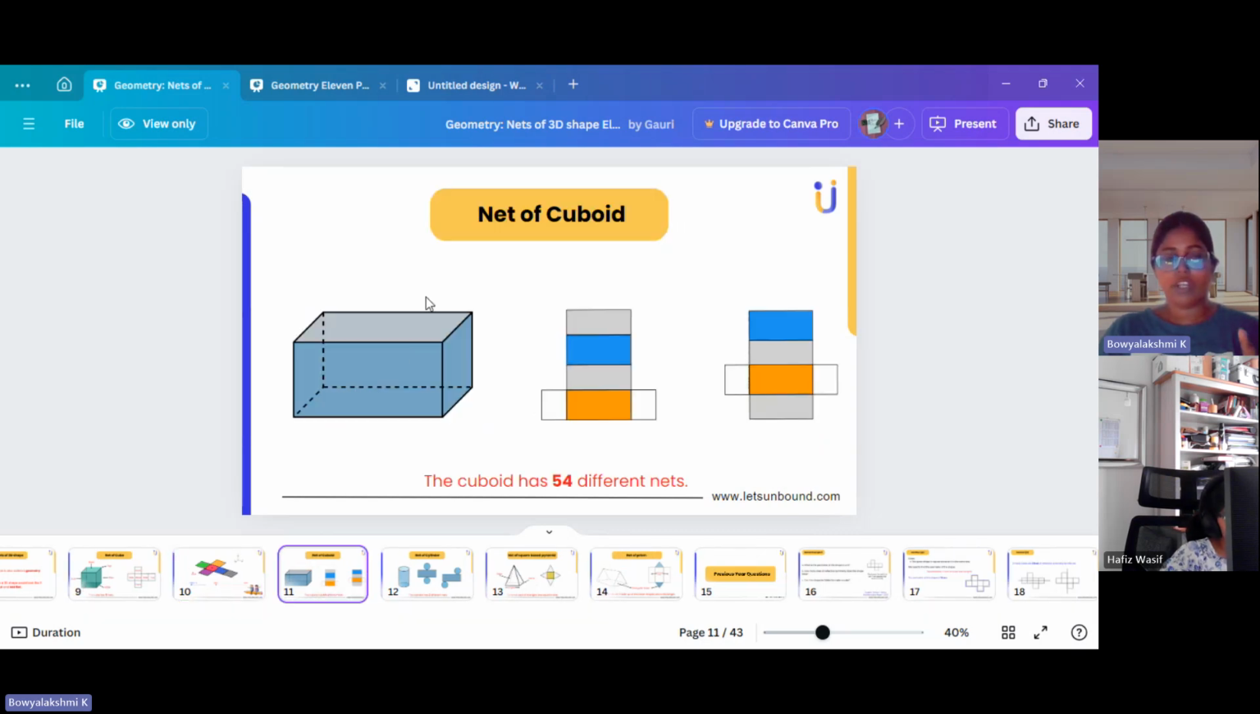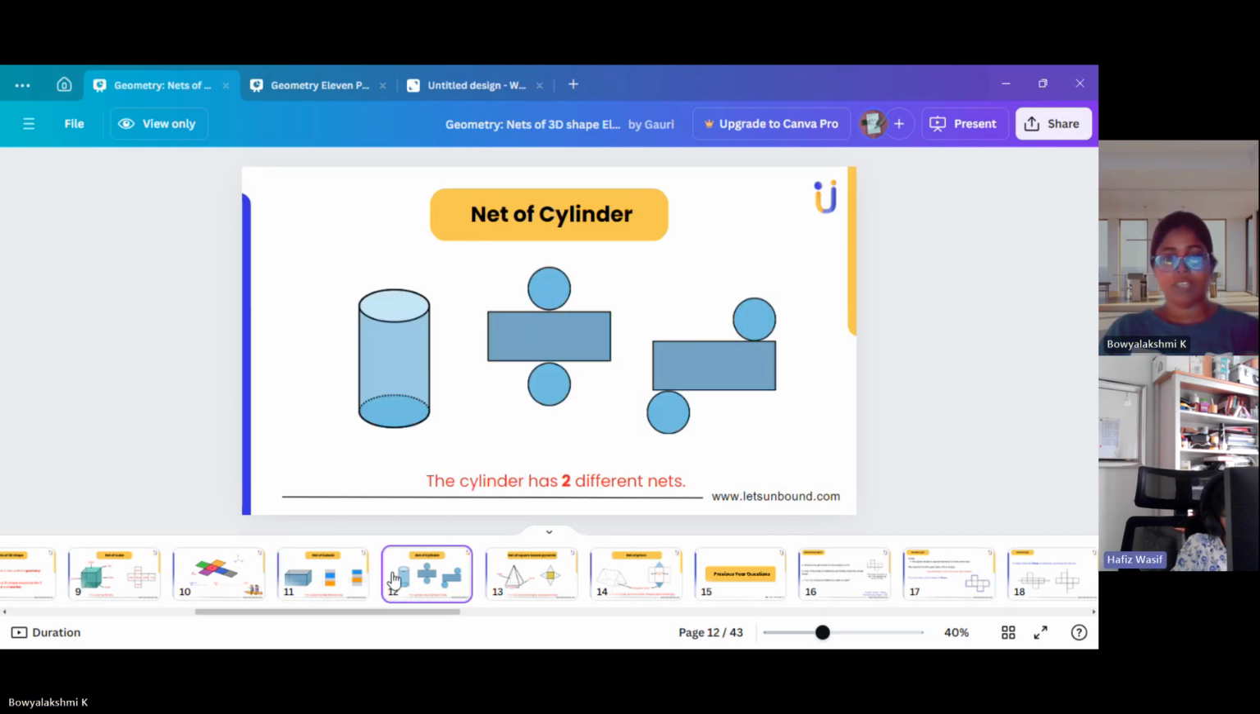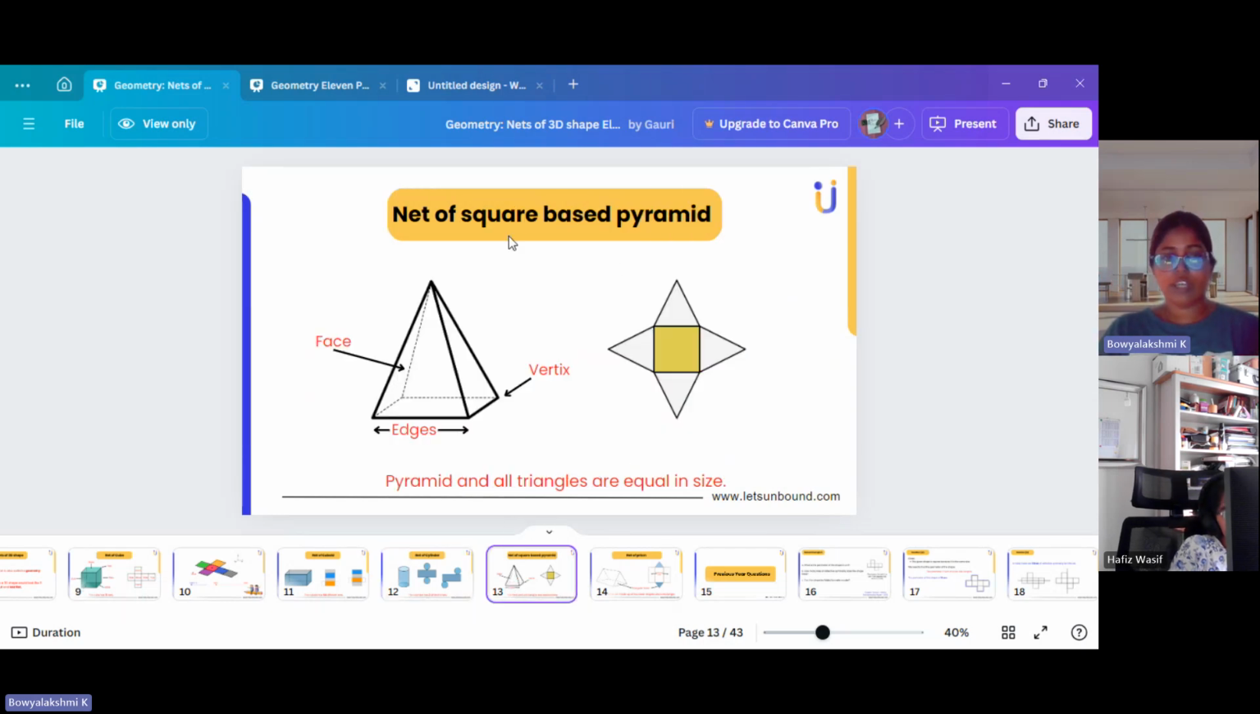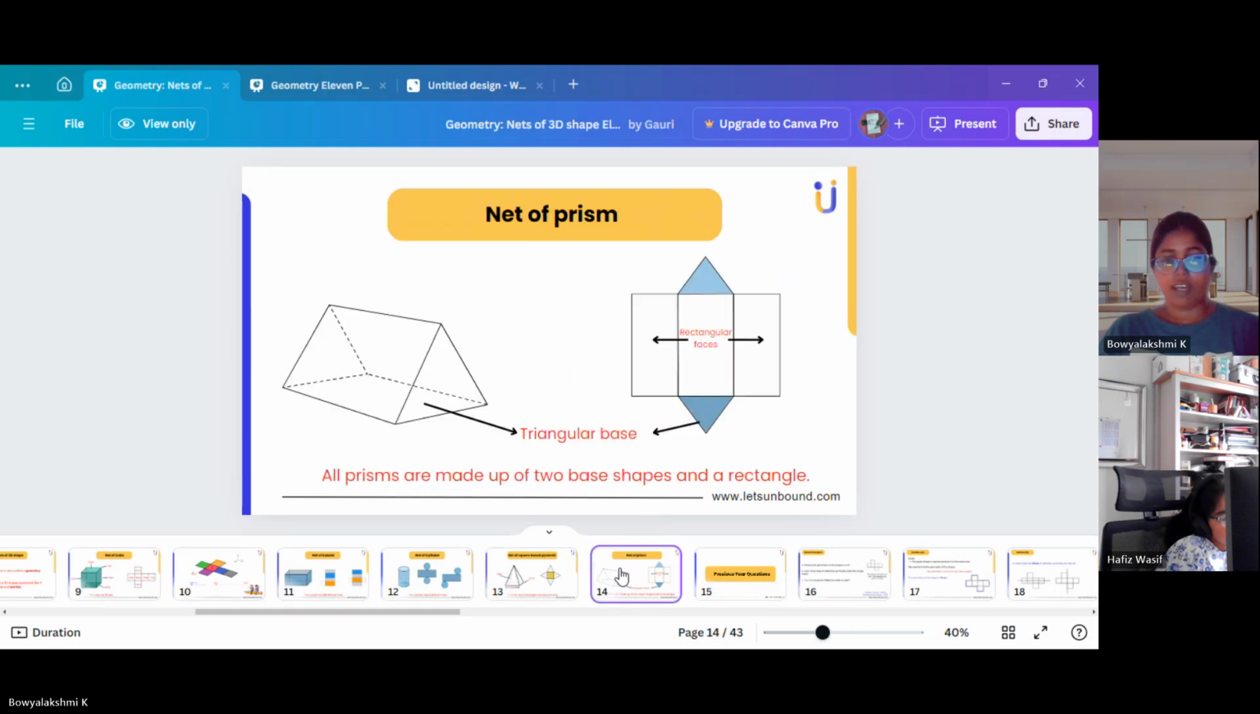Yeah. So for a cuboid, this is the net. 54 different nets are possible for just the cuboid. Wow. And for a cylinder, 2 different nets. One is like this, with the circles in the middle, and the other with the circles at the ends. And the net of a square based pyramid is like this. Faces, edges, and vertices. The last one, the net of a prism, will be like this.